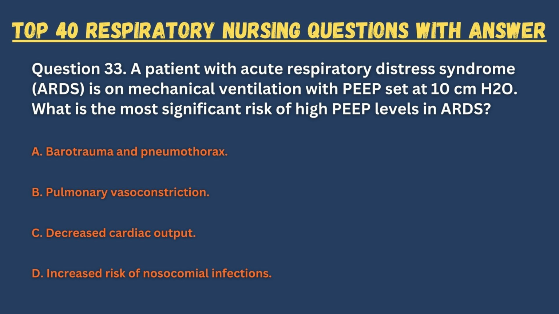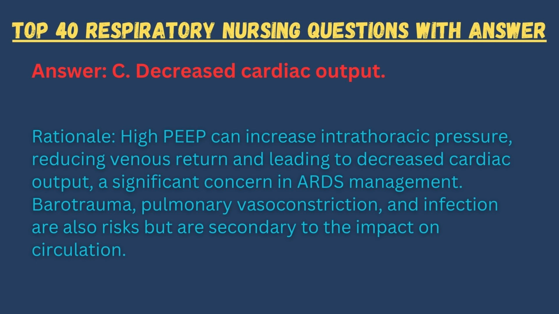What is the most significant risk of high PEEP levels in ARDS? A. Barotrauma and pneumothorax. B. Pulmonary vasoconstriction. C. Decreased cardiac output. D. Increased risk of nosocomial infections. Answer: C. Decreased cardiac output.